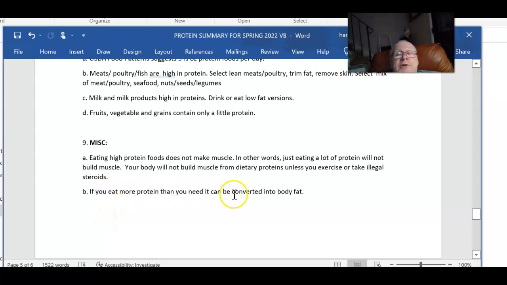If you eat more protein than you need, some can be converted into sugar and glycogen, and a lot of it can be converted into fat. So that's pretty much it.